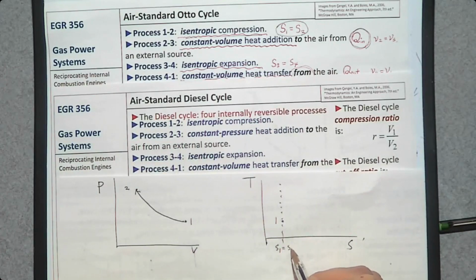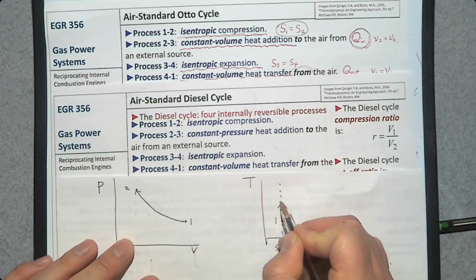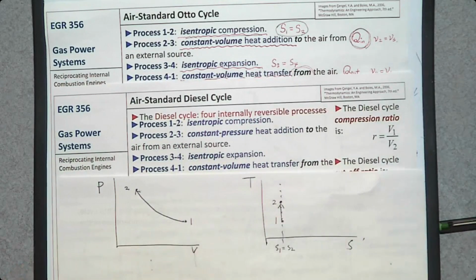S1 is the same as S2. Since it is a compression process, temperature should go up when you compress a working gas. So process 1 to 2 is going to be this way. So there's number 2. Process 2 to 3 is going to be constant pressure heat addition.